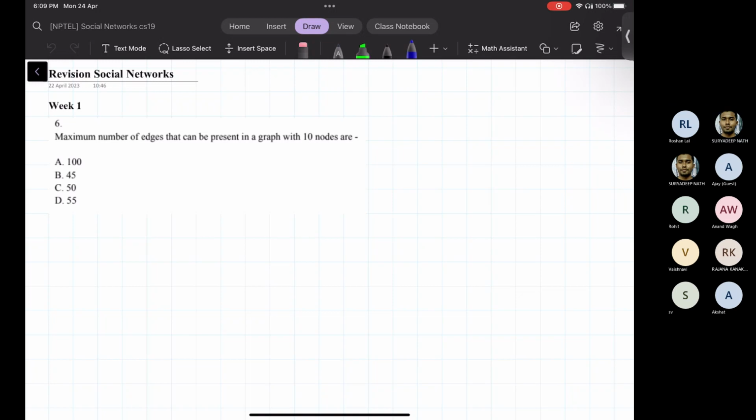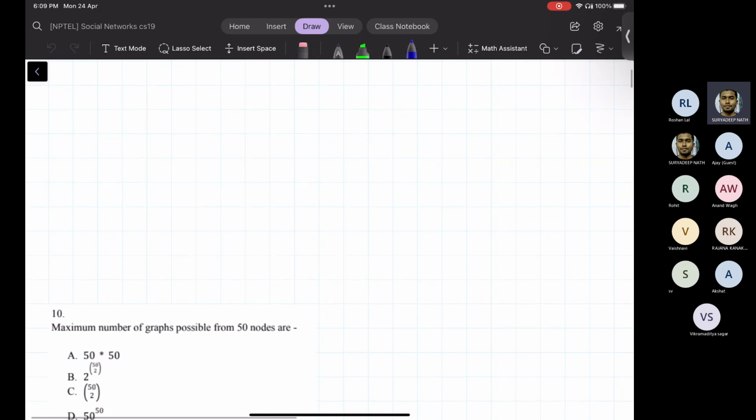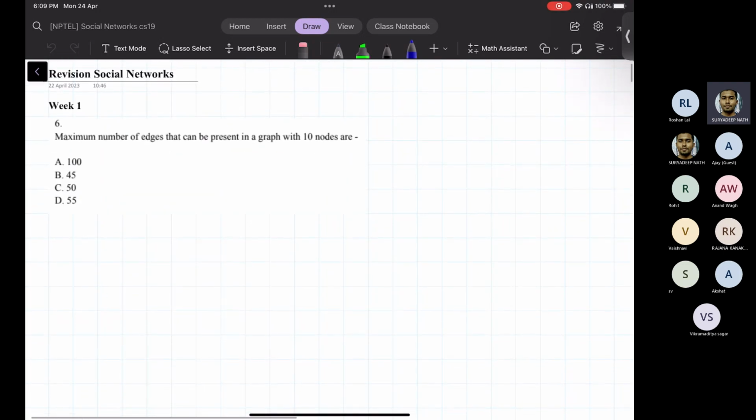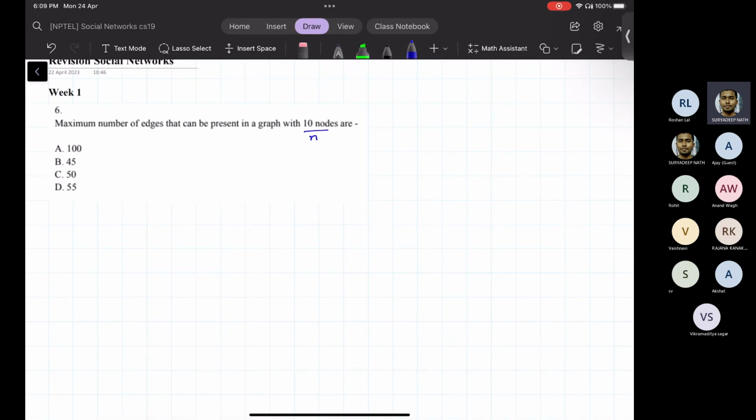First, coming to week one, I have picked two questions from week one. The first question is: what is the maximum number of edges that can be present in a graph with 10 nodes? Let's say 10 denotes the number of nodes. So how do we solve such a problem?